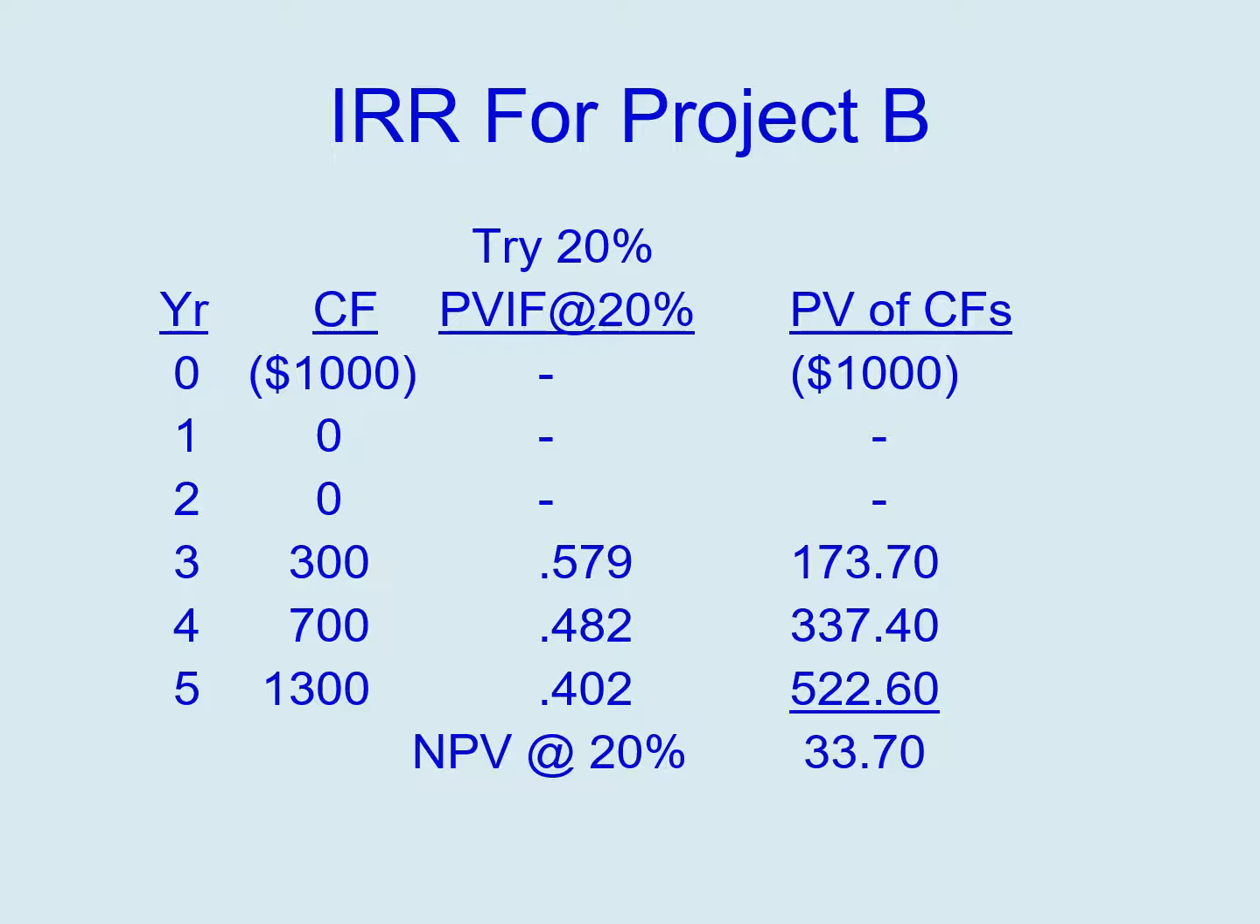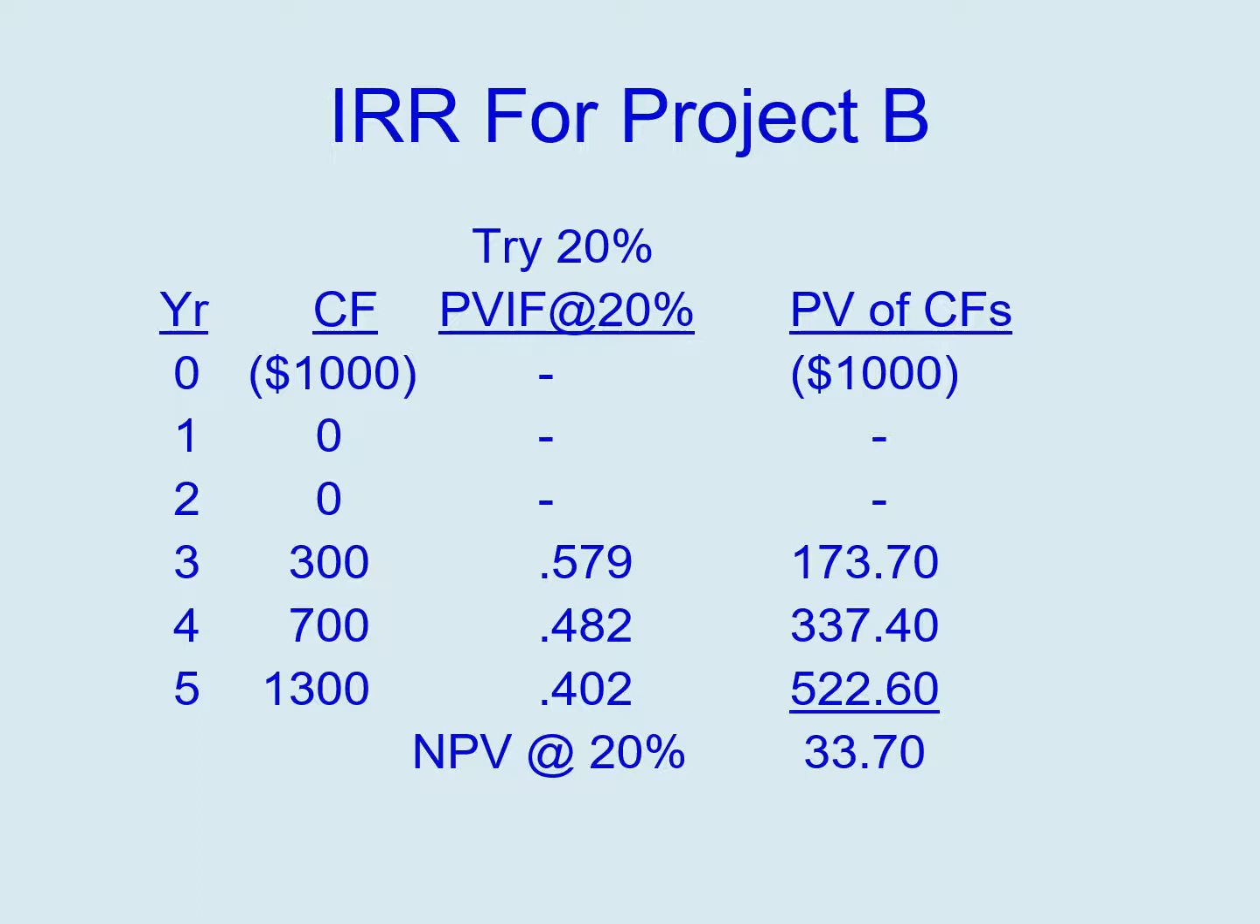When I multiply and get my present values, this is what I come up with over here in that last column, present value cash flows. And then when I subtract my $1,000 initial investment up top, I end up with a net present value at 20% equal to $33.70. So I'm very close to 0, but I'm not quite there. So 20% is not the internal rate of return on this project.